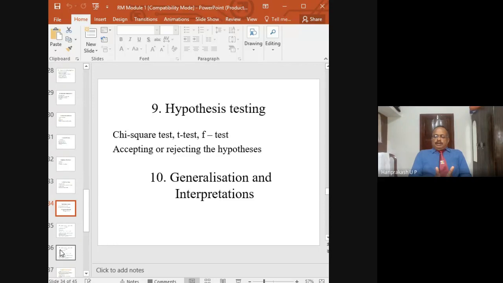Acceptance means what? What is my hypothesis here? I said that advertisement has a significant influence on sales. Accepting means I am accepting that hypothesis statement. Rejecting the hypothesis means that advertisement does not have any significant influence on sales. That is based on the test results; I am going to accept or reject. And finally, generalization and interpretation.